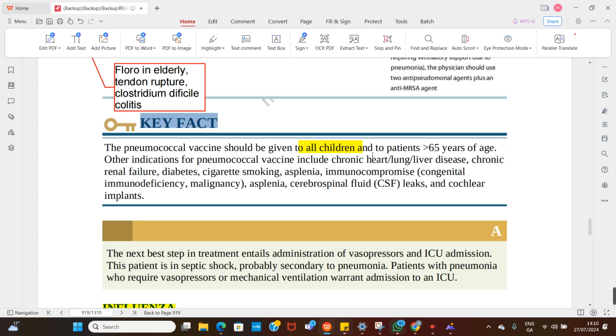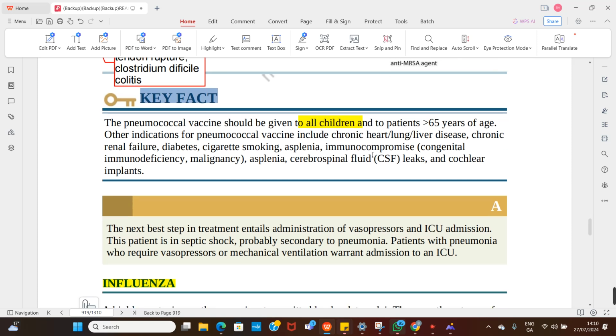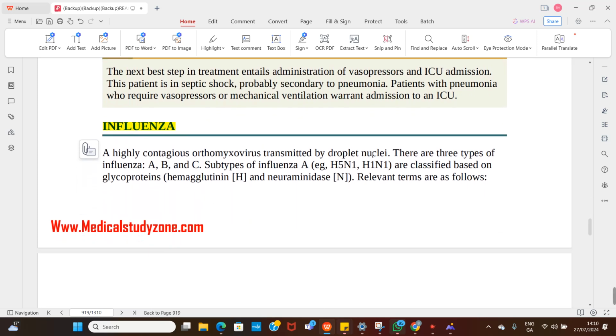You can say that, you can say it. By the time you become conversant with these things, if you see it in a question, it will come to you fast. So, what about influenza?